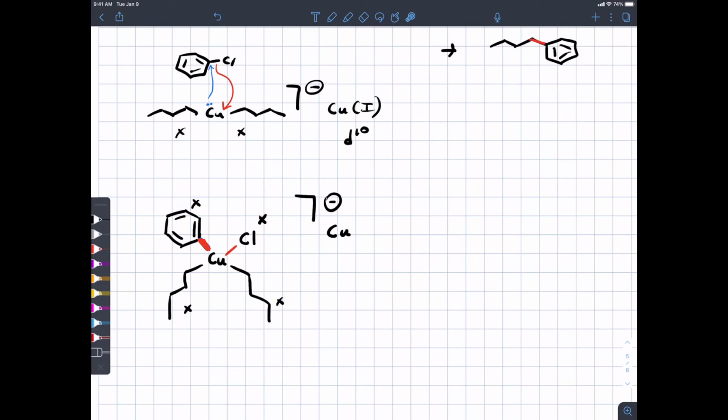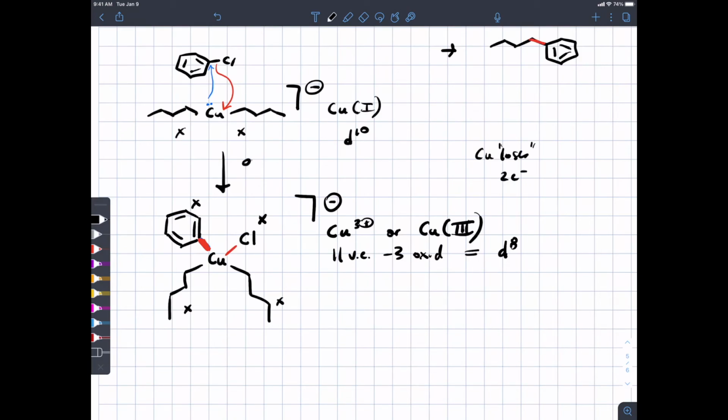-1, -1, -1, -1. 4 minus plus 3 equals 1 minus. So it's copper 3. And if we count the number of d electrons that copper has, 11 valence electrons minus 3 oxidation state equals d8. So copper loses 2 electrons, and we call this reaction oxidative addition.